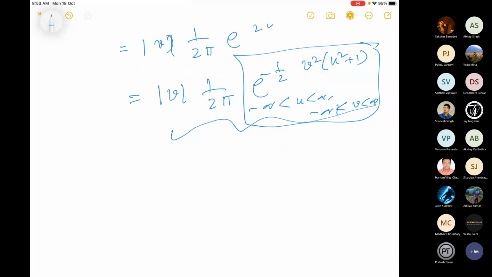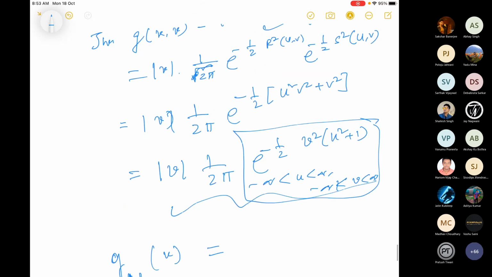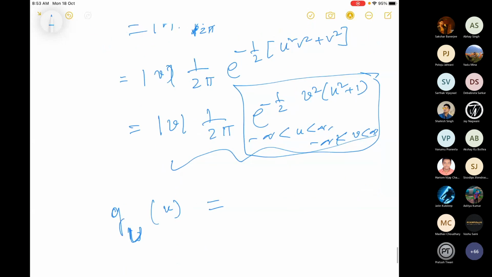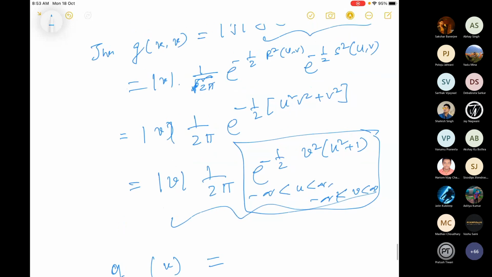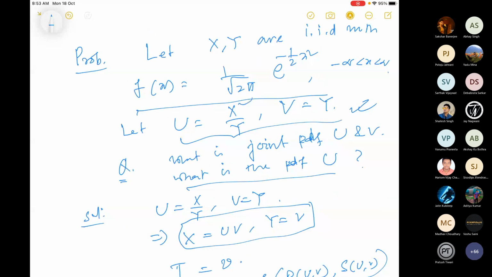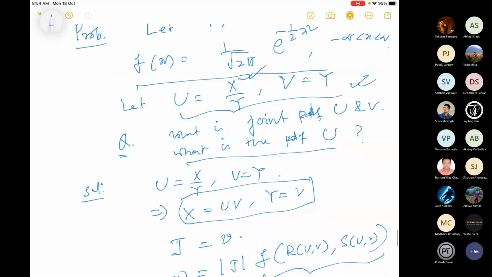Now, what is the marginal of u? Let's say G1 or so, GU. I want to find out u. So how do you do it? What is the formula here? From this PDF, I want to find out the PDF of u. So the PDF of x by y, basically. This is what I'm going to find out now. So this is another way to find out the PDF of a function of x and y.